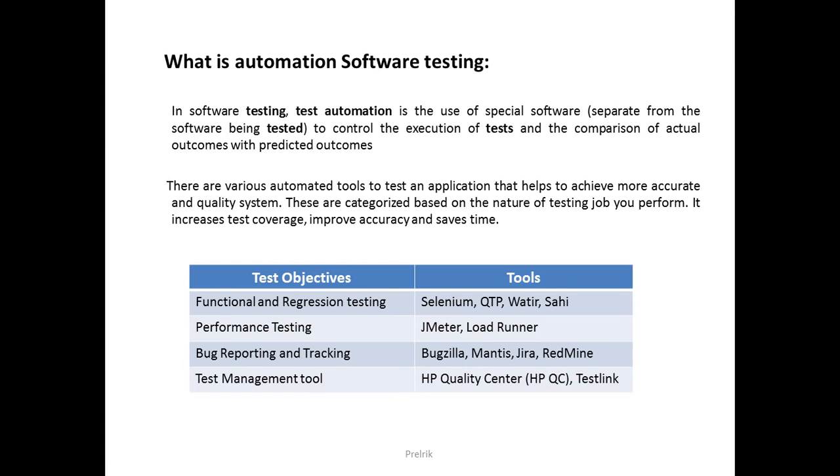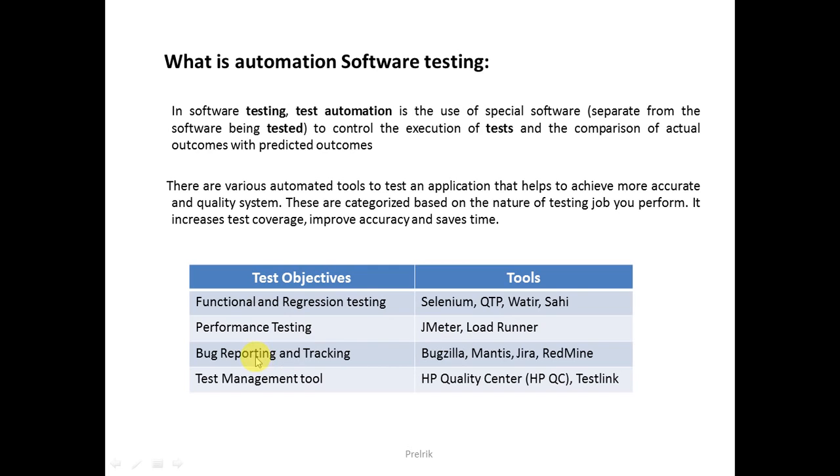Now what is automation? Automation is like implementing a tool to eliminate the manual process. There are different tools available in the market for different test objectives. So what are the tools and what are they for? For functional and regression testing, there are tools called Selenium, QTP, Watir and Sahi. For performance testing, there are tools like JMeter and LoadRunner.